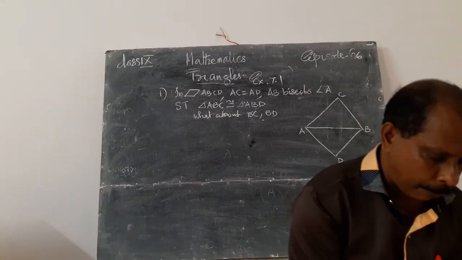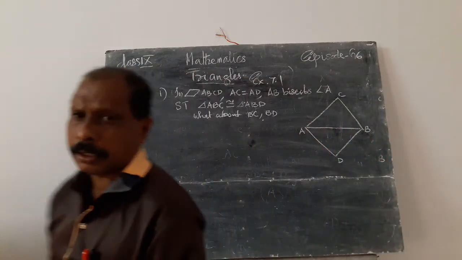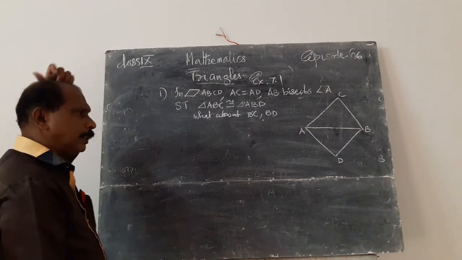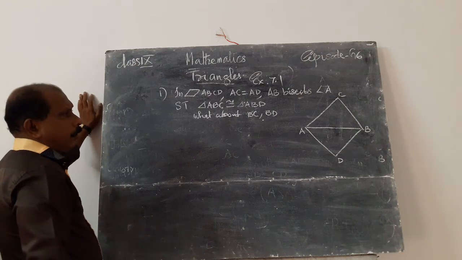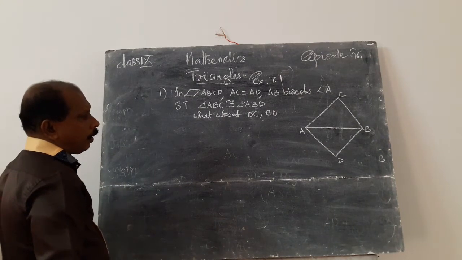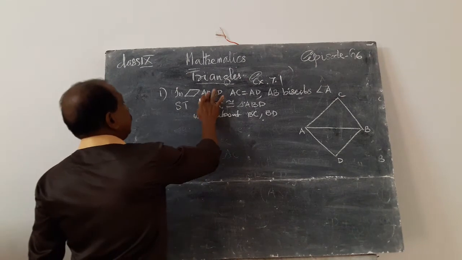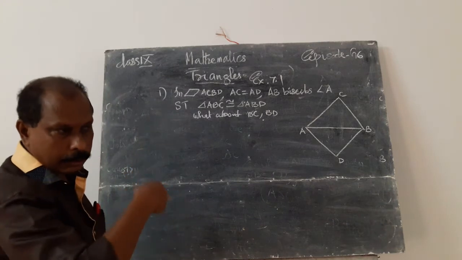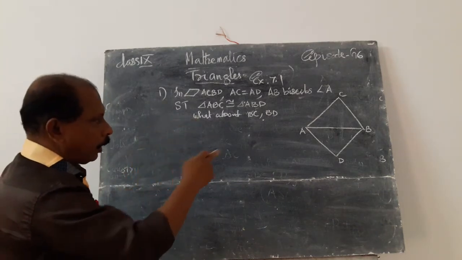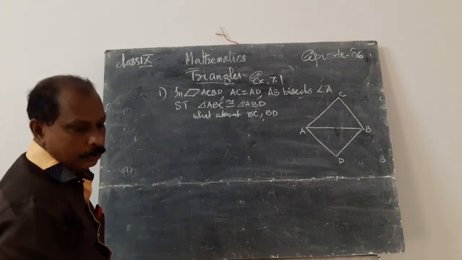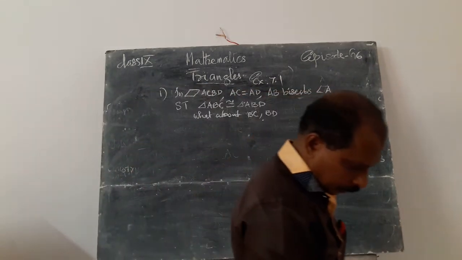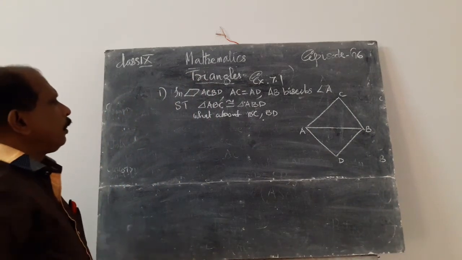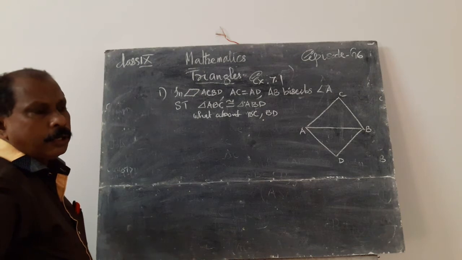Listen, what is the first problem? ABCD is a quadrilateral. Quadrilateral means four sides, of any type of figure. The quadrilateral is ACBD, in cyclic order. Clear? What can we prove? ABC and ABD are congruent triangles.